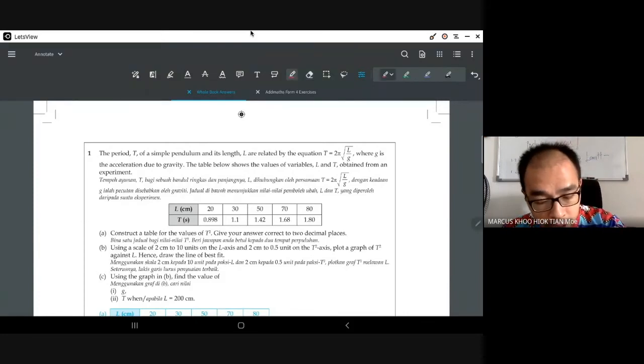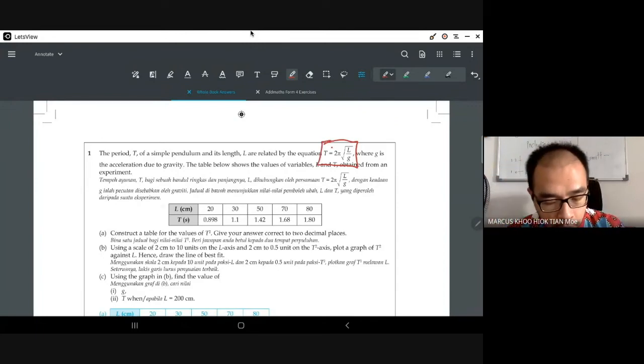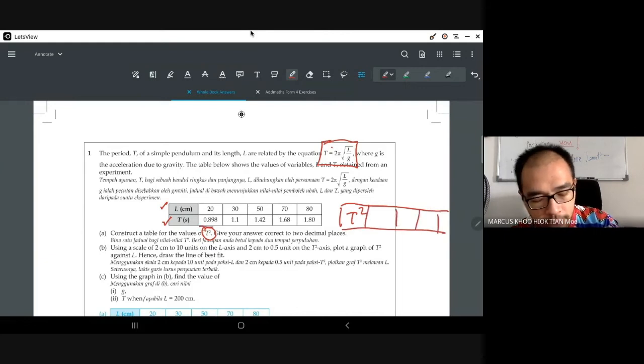Construct. So the first question, this is the equation. T squared equals 2 pi square root L over G. And then they give you the table L and T. Look at the table they ask you to construct. Construct the values of T squared. That means the L you don't touch. So when you construct a table, you need to construct a table of T squared. I just want to see this T squared. Different values of T will give you different values of T squared.